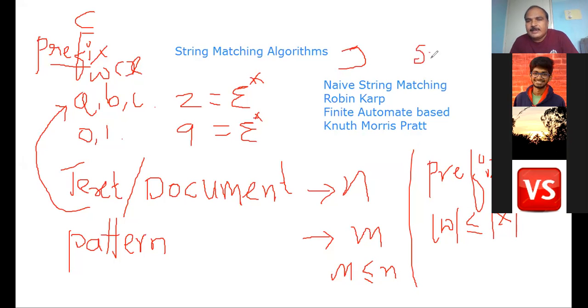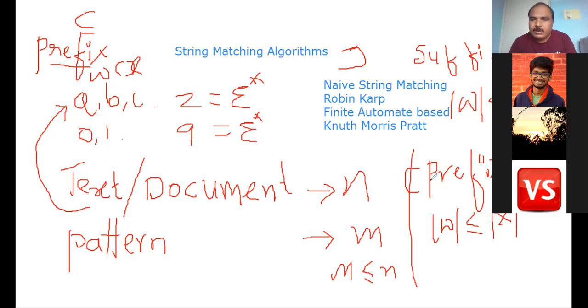In the same way, there is a suffix. The suffix is a substring. It is a subset of the string such that, say for example, W is a suffix, and again its length is less than or equal to the length of the string, the length of X. This is the suffix symbol, and this is the symbol for the prefix.